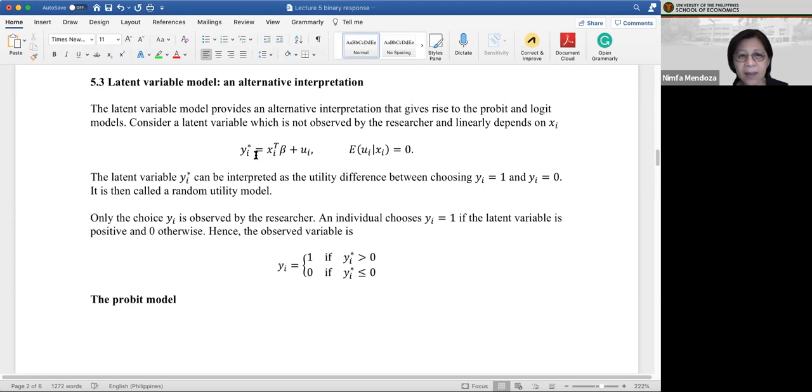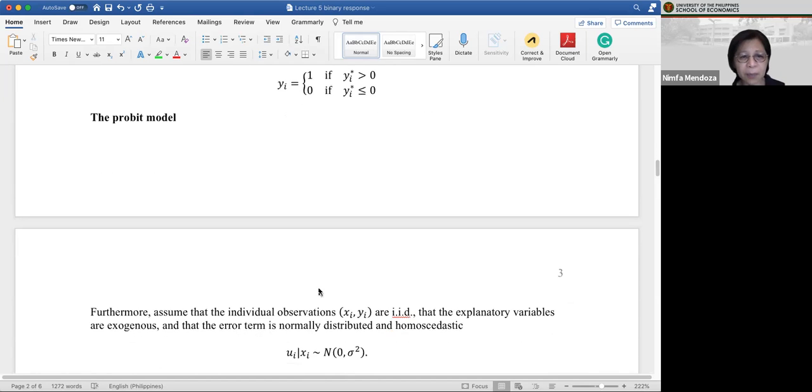So y sub i star is unobservable, but assumed to depend linearly on x sub i. But what we observe is y sub i, a Bernoulli random variable that takes on the values 1 or 0. Okay, so where does the probit model come in?